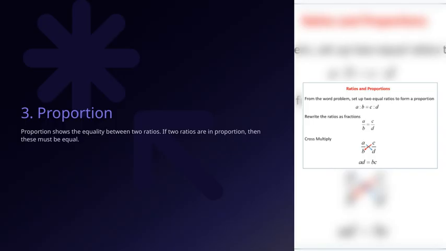When we say two ratios are in proportion, it means they are equal. And that equality is what allows us to compare different sets of numbers or measurements effectively. Recognizing when ratios are in proportion is essential because it helps us solve problems involving scale, size, or comparison. Throughout this presentation, understanding proportions will be key to grasping how different quantities relate to each other in real-world situations.